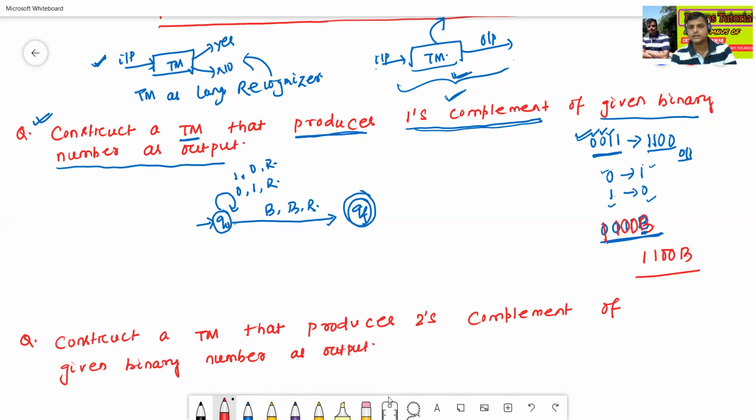But in the output there is no need to write the blank symbol B. Here my input was 0 0 1 1, and this is the blank symbol. So this is the final Turing machine for 1's complement. Okay, see the next one.